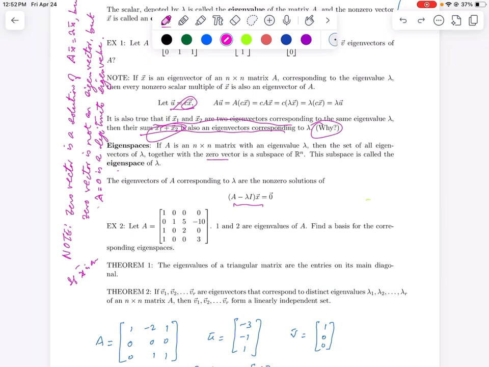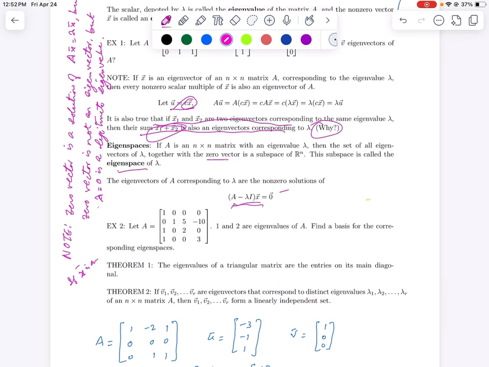So for now, the eigenvectors of A corresponding to lambda are the non-zero solutions of this equation. What does that mean? It means these solutions basically make up the null space. So the eigenspace of lambda is the null space of A minus lambda I.